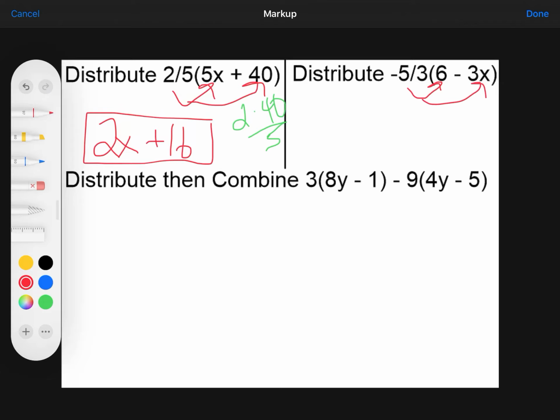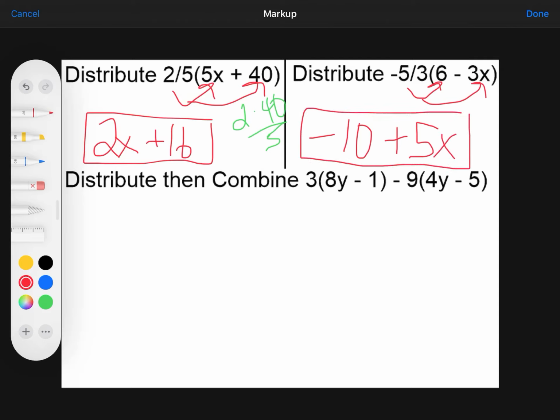Negative 5/3 times 6. Negative 5 times 6 is negative 30. Negative 30 divided by 3 is negative 10. And then negative 5/3 times negative 3x, a negative times a negative is a positive. The 3's end up, one on the top of the fraction, one on the bottom of the fraction. And when you evaluate it out, it just comes out to be 5x.